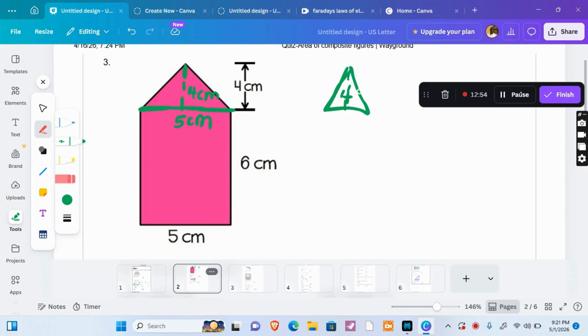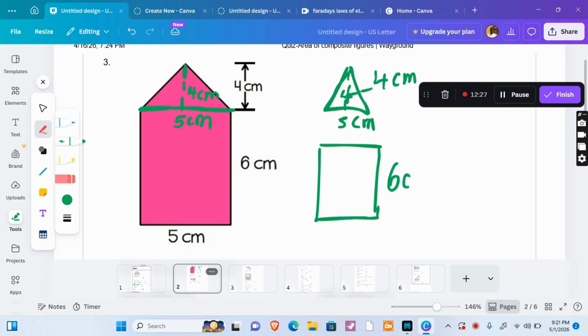So we have 4 centimeters as the height. The height is 4 centimeters for this triangle, but the base is 5 centimeters. That's for the triangle. Now, what of the rectangle? The shape has come out already. You have 6 centimeters as the length, and we'll have 5 centimeters as the width here, or the breadth.